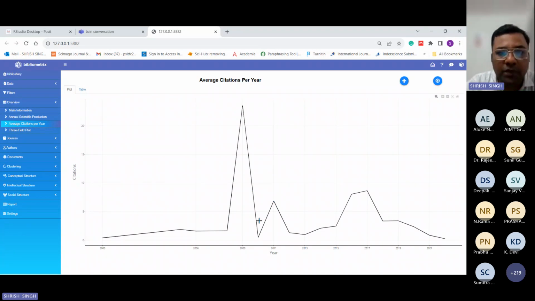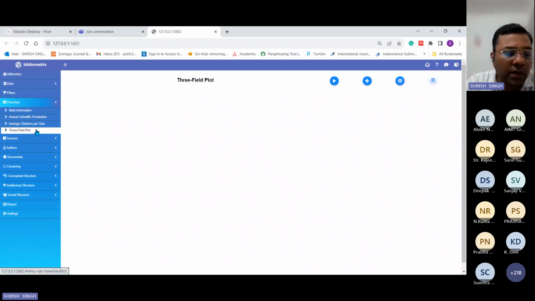So this is the plot. The maximum citation was in 2009, right? And the minimum citation was in 2022. So this is the maximum or average citation per year. After that, there is one very important metric of Biblioshiny. You will not find this in VOSviewer or in any other software.